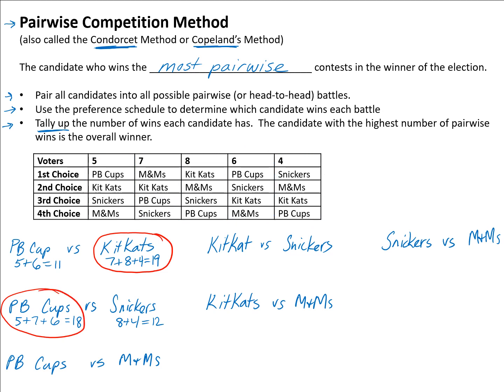I continue to do this all the way through. So this is kind of time intensive, but we're going to get there eventually. So we're going to do Peanut Butter Cups versus M&Ms now. Peanut Butter Cups is above M&Ms in the first column.